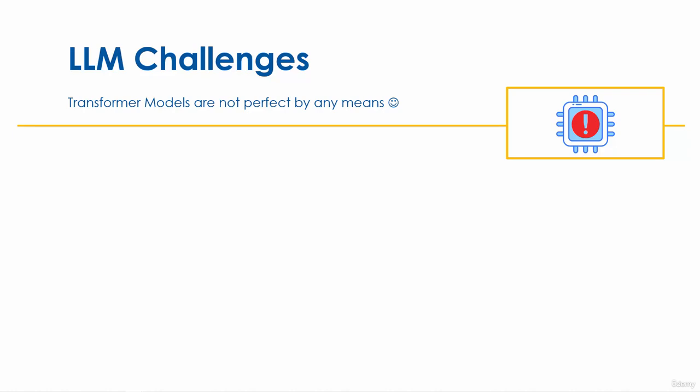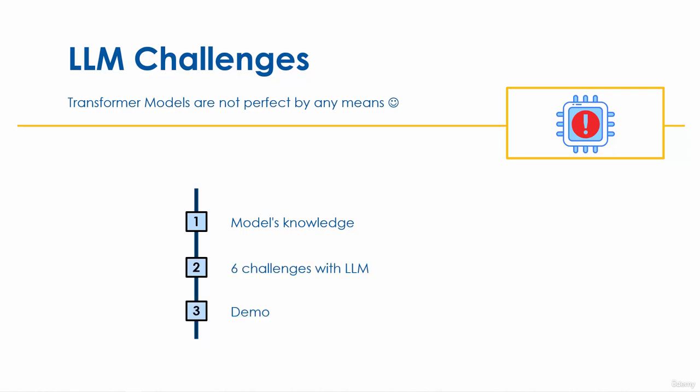Transformer architecture-based models such as LLMs are not perfect. I'll open this lesson with a quick recap of how models use their knowledge to generate responses. Then I'll walk you through 6 common known challenges with LLMs. For some of these challenges, I'll demonstrate interesting model behavior.